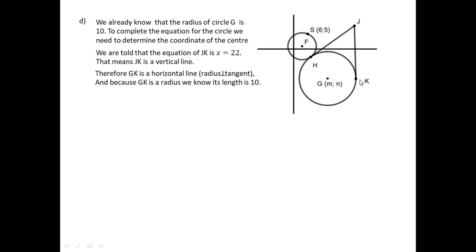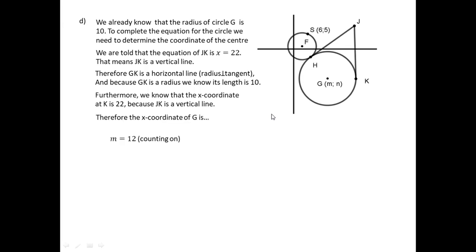Now, if the x-coordinate here at K is 22, because all of the x-coordinates on this vertical line JK are 22, and GK is a horizontal line of length 10, we can count back to work out what the x-coordinate is here. It must be 10 less than 22. So the x-coordinate of G must be 12 by counting on. So we know what this x-coordinate is here. Now we just need to work out what that y-coordinate is.